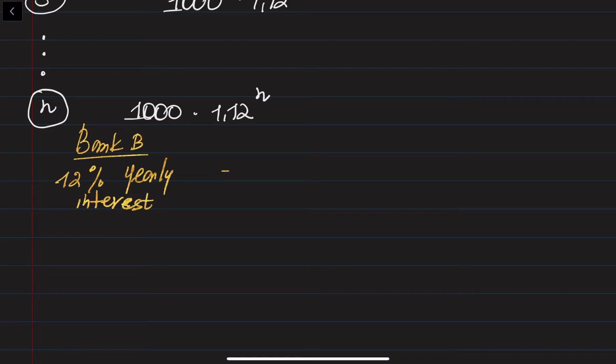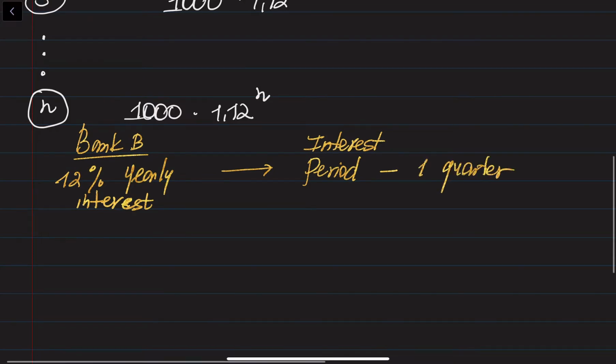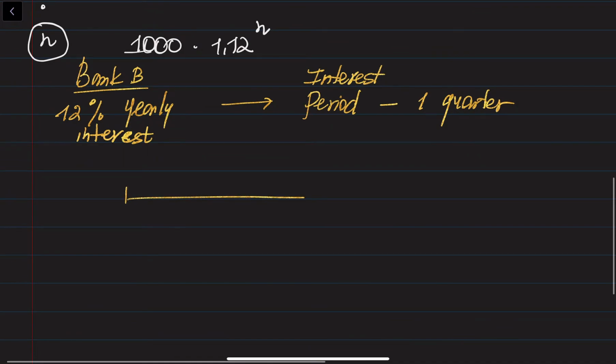But what I would like to do is calculate your percentages in every quarter. So we call this an interest period. The interest period is going to be equal to one quarter. What does it mean? It means that in one year, our percentages are going to be calculated 4 times.